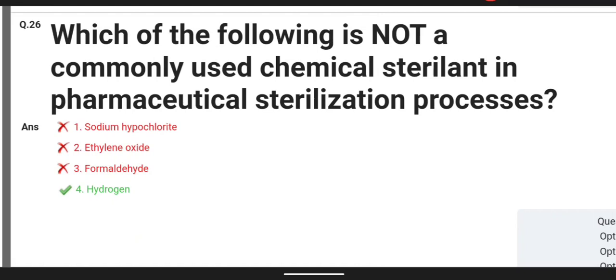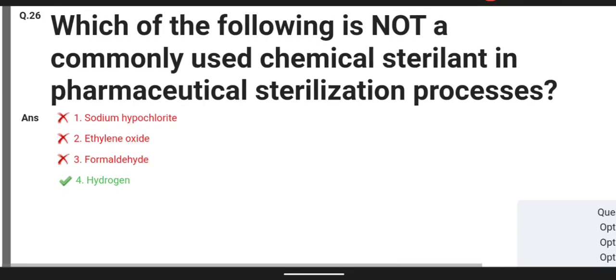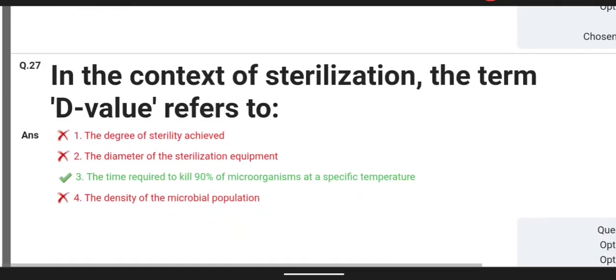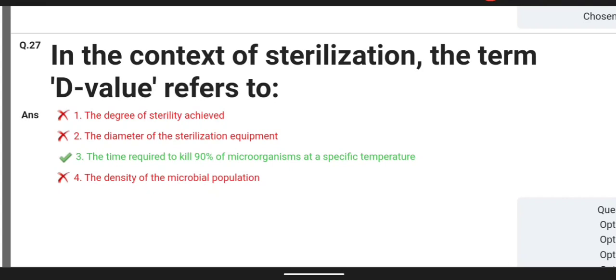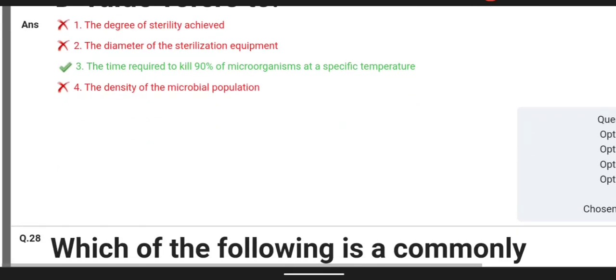Which of the following is not a commonly used chemical sterilant in the pharmaceutical sterilization process? Answer: hydrogen. Next, in the context of sterilization, the term D value refers to: the time required to kill 90% of microorganisms at a specific temperature.